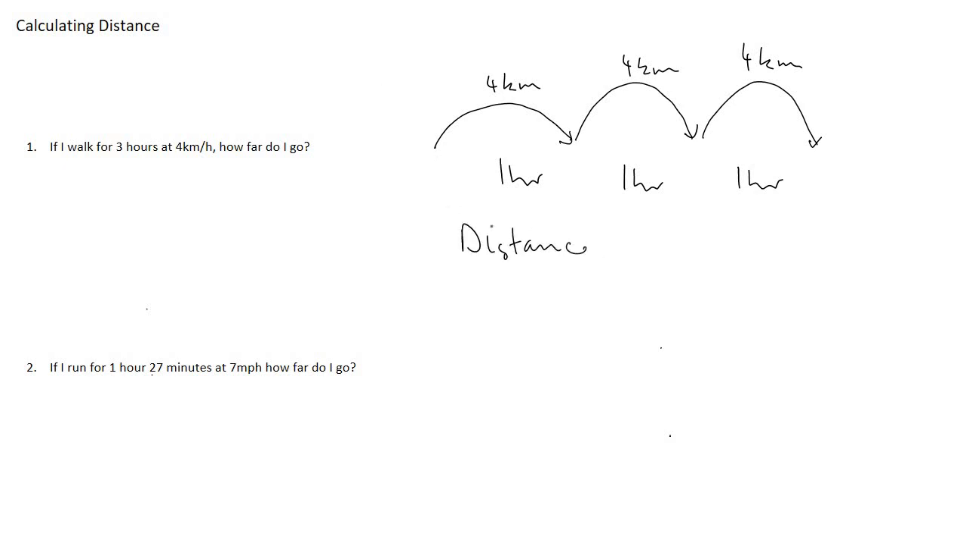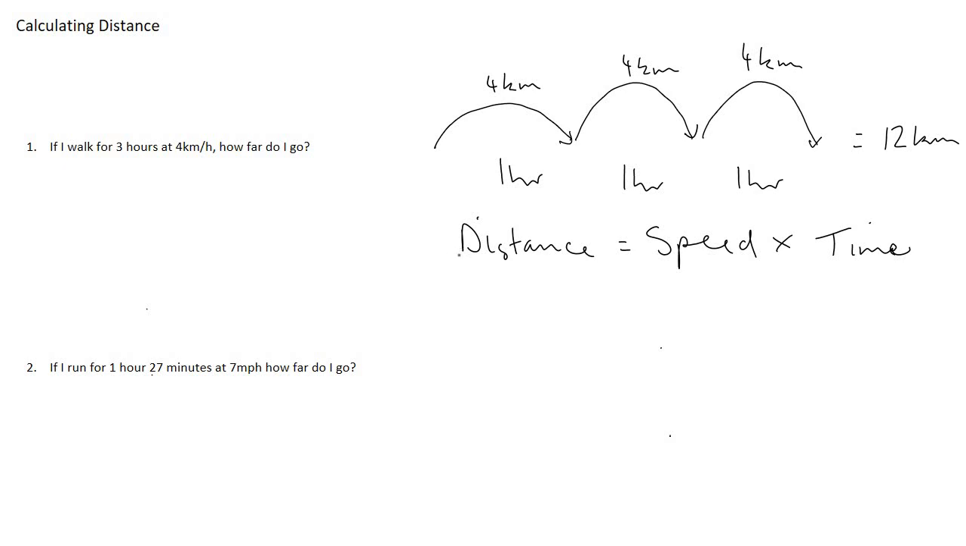Distance that you've traveled is the speed you go at. So that's telling you how far you go in 1 hour, and then you multiply it by the time, by the number of hours. So it's how far you go in 1 hour multiplied by the number of hours. Makes sense. And I can write there, that's 12 kilometers altogether.